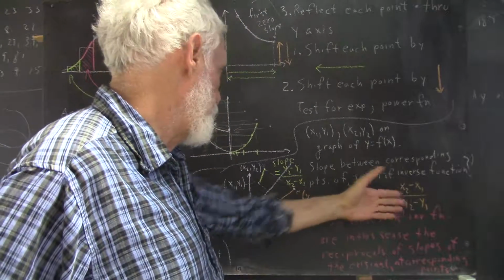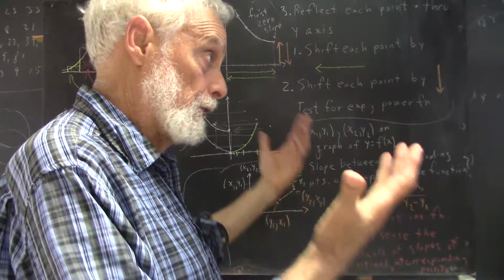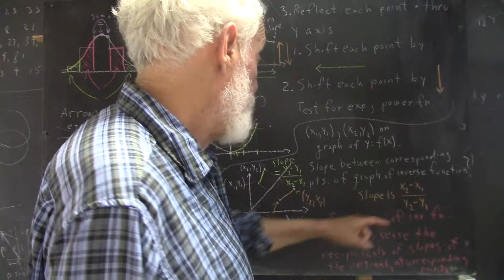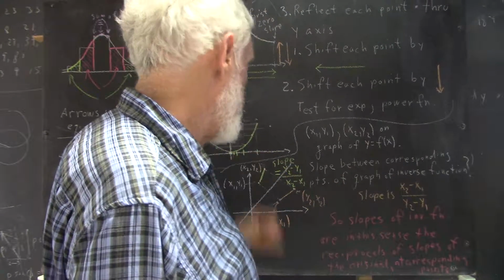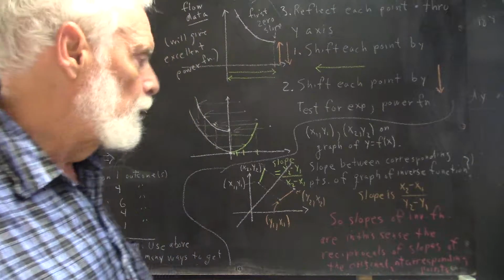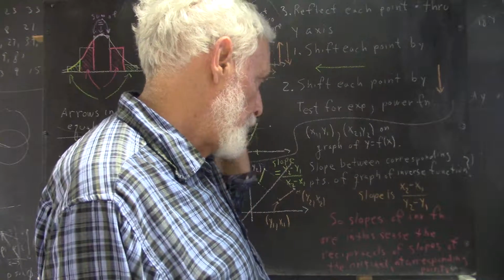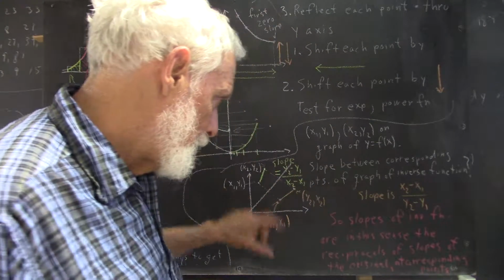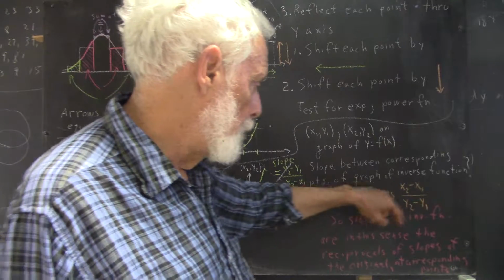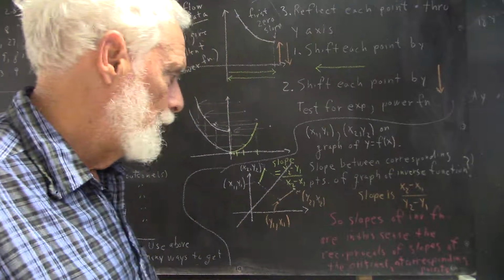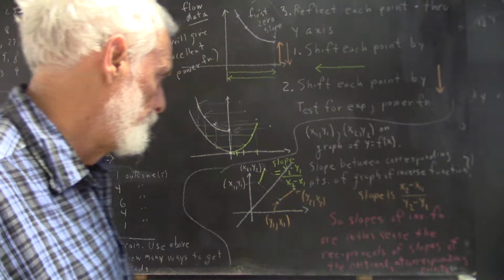I asked in class how that relates to this, and somebody immediately said it's a reciprocal. Yep, exactly. So this slope is the reciprocal of this. So we're going to say that the slopes of the inverse function are, in this sense, the reciprocals of the slopes of the original at corresponding points.